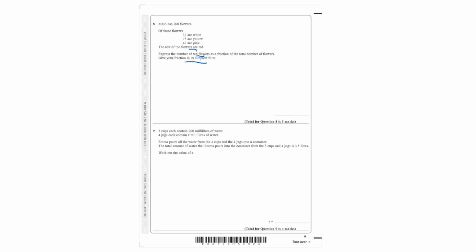So we know that 200 is the total. We can rewrite this to 200 over 200 because 200 over 200 is 1 and 1 is simply 1 whole. We can rewrite 37 to 37 over 200, 25 to 25 over 200, and 42 to 42 over 200. And we can add all these values. If we're able to subtract all the white flowers, the yellow flowers, and the pink flowers from the total, we can then find how many red flowers there are.